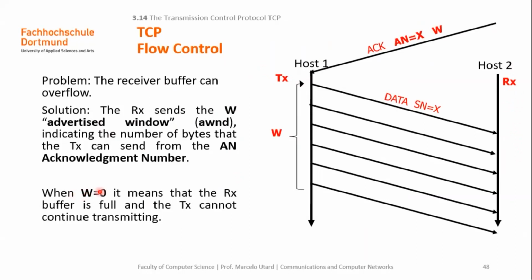A particular case is when the advertised window is 0, and that means that the receiver buffer is full and the transmitter cannot continue transmitting. In that case, the transmitter needs to stop the transmission and wait for a new acknowledgement with a window different from 0. In that way, the TCP implements a mechanism of flow control.